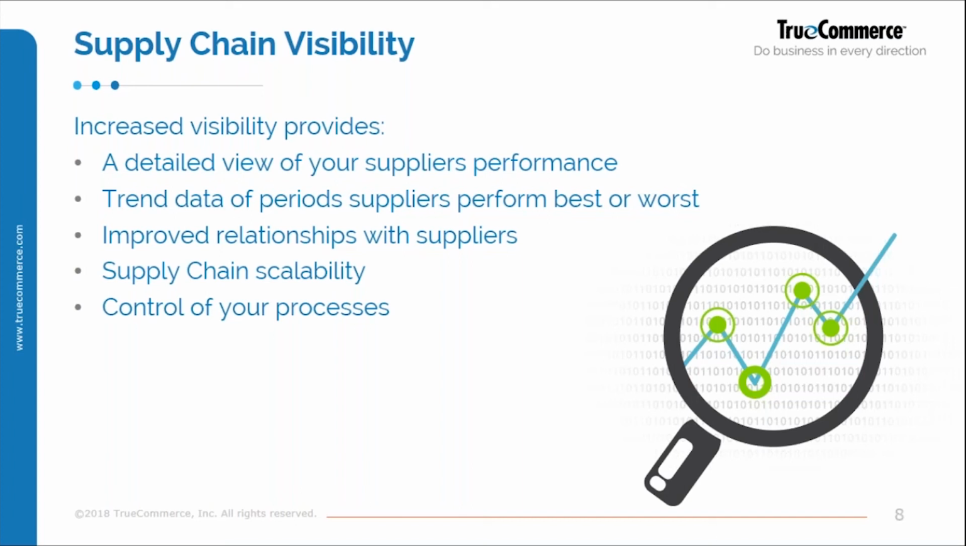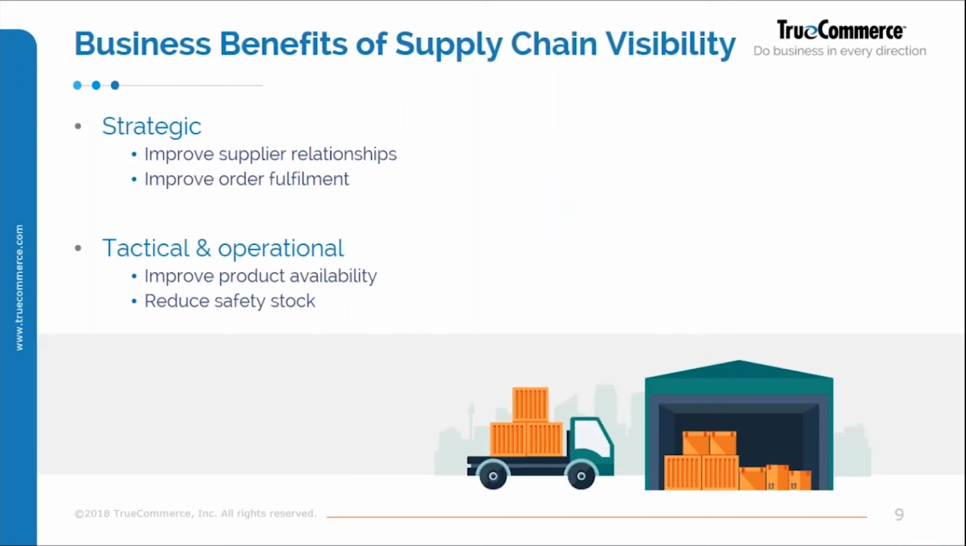Supply chain scalability. Having the necessary processes in place to monitor and manage the supply chain, providing the ability to scale and accommodate increases in demand. And finally, control of processes. Increasing supply chain visibility leads to a better understanding of core processes and the manner in which they are controlled. So supply chain visibility can be seen as addressing both the strategic and operational requirements within a business.